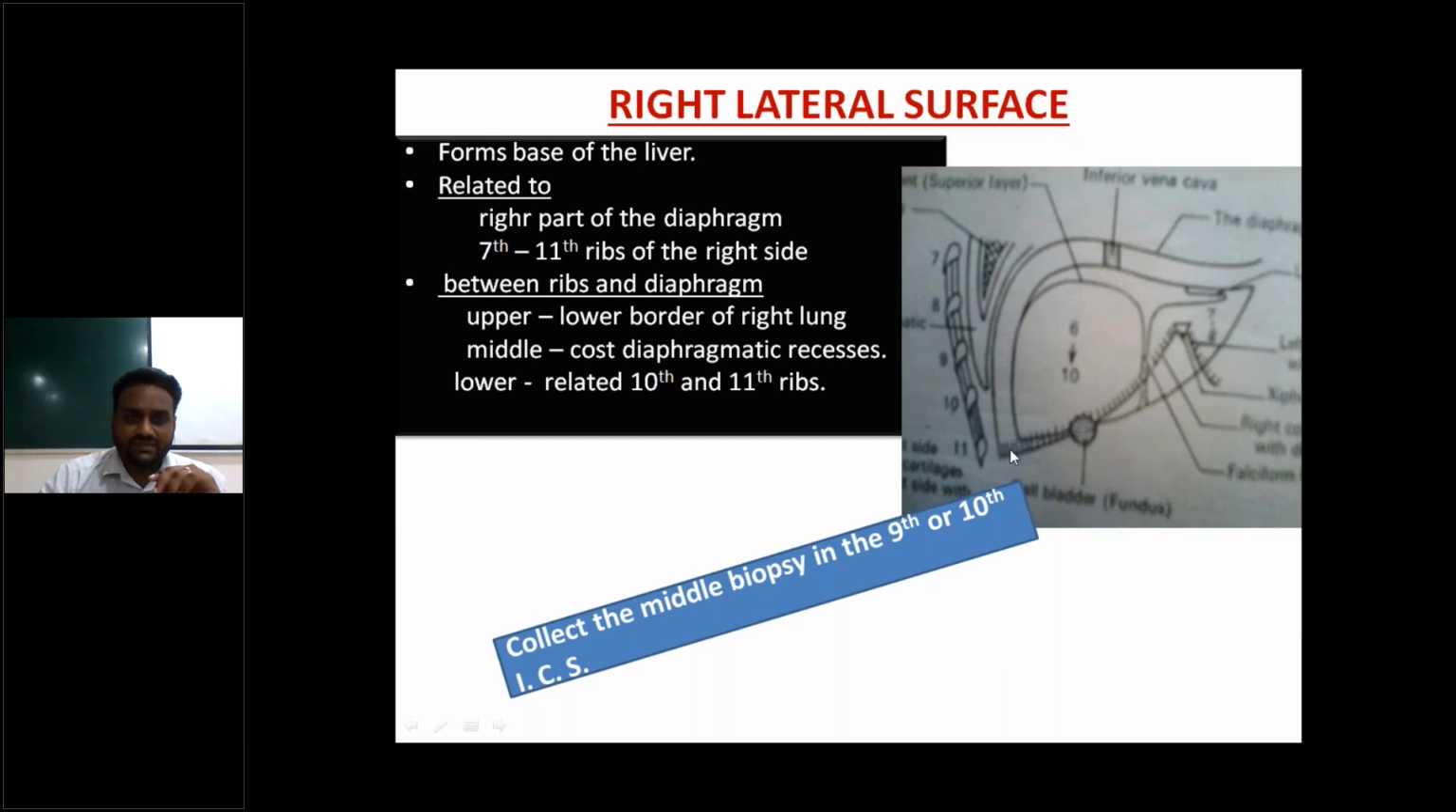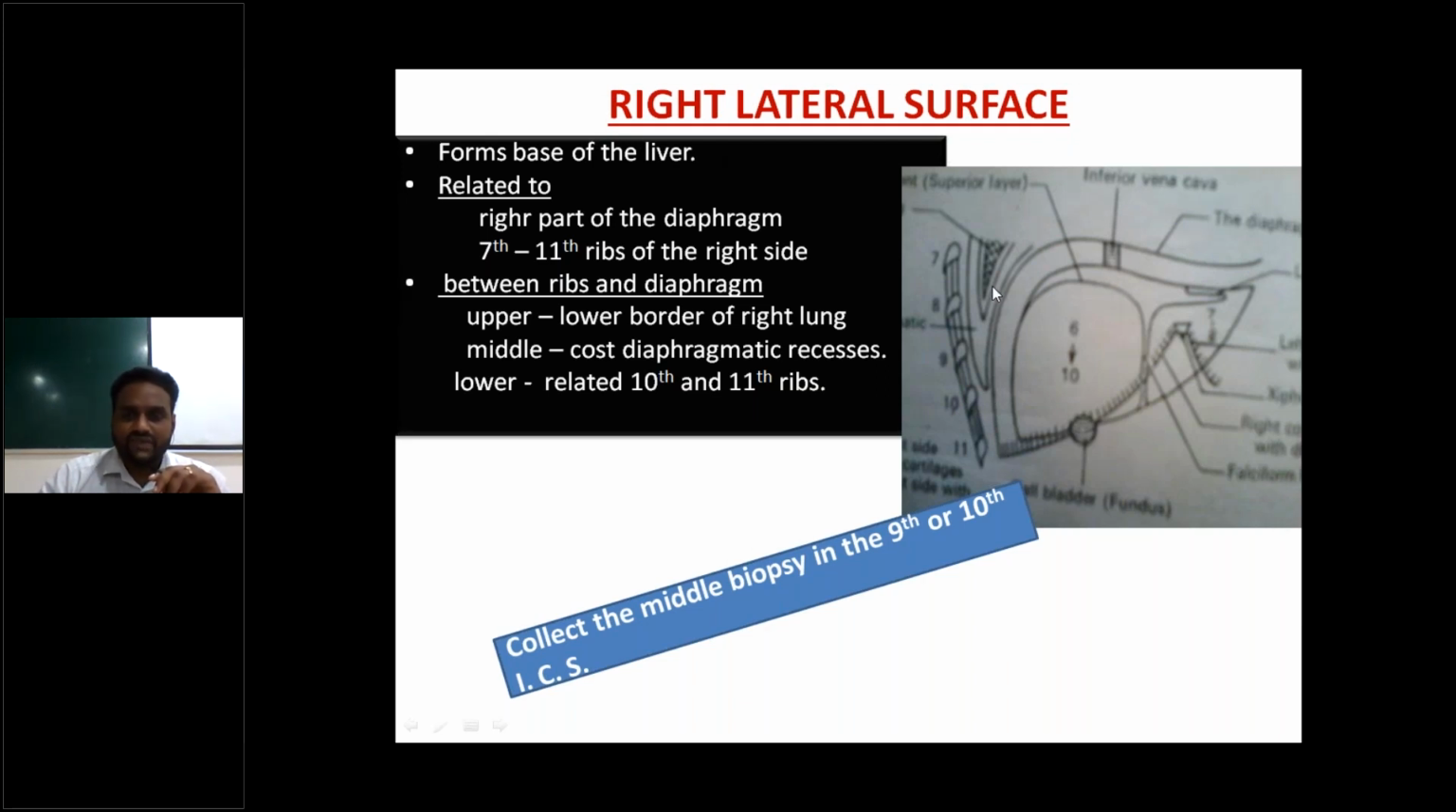Usually this part forms the base of the liver, and it is related to the right part of the diaphragm, and the 7th to 11th ribs on the right side. Between the ribs and diaphragm, the most important structures are: upper part, lower border of the right lung; middle part, costodiaphragmatic recess; and lower part, 10th to 11th rib. So these are the relations of the right lateral surface.